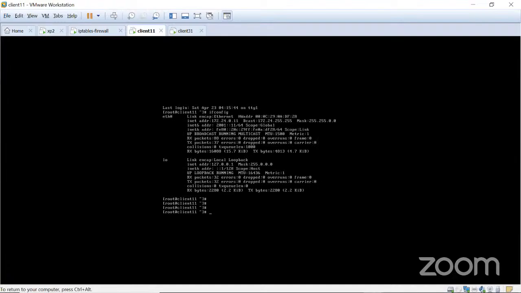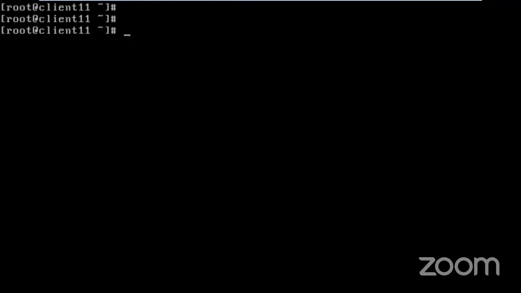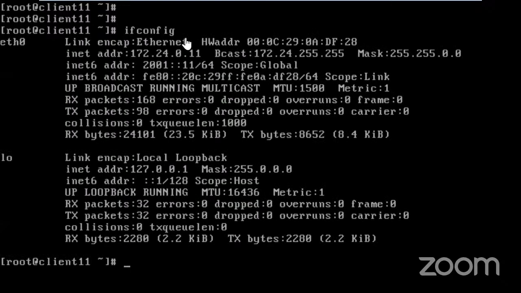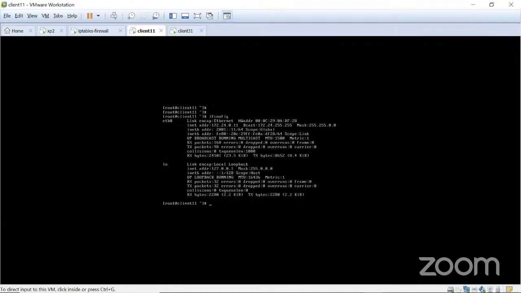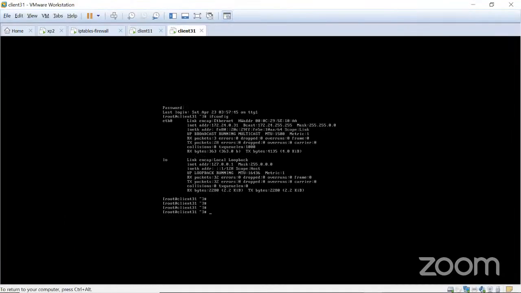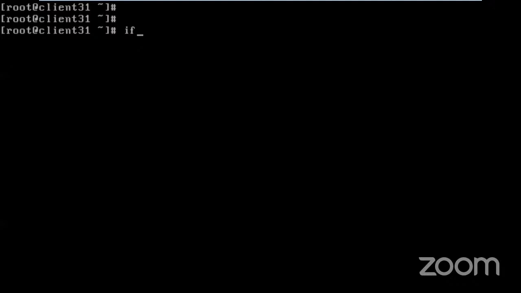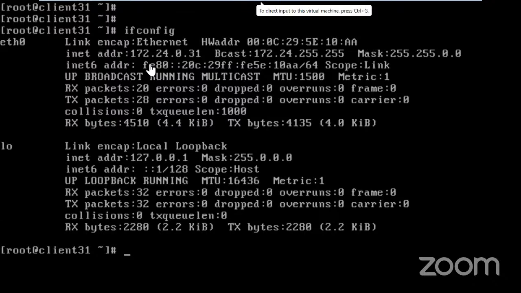First of all, I'm showing you the IP addresses. In Linux, the command is ifconfig. If you look carefully, the address is 172.24.0.11. Let me go to this other system, 31, and again check the address with ifconfig. The address is 172.24.0.31. So these are my 3 systems.